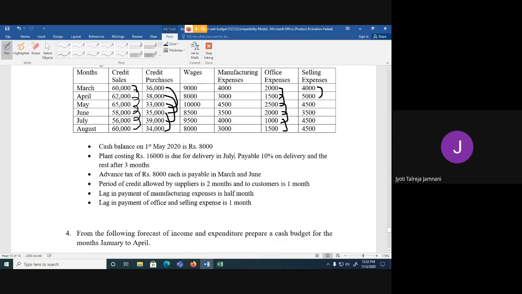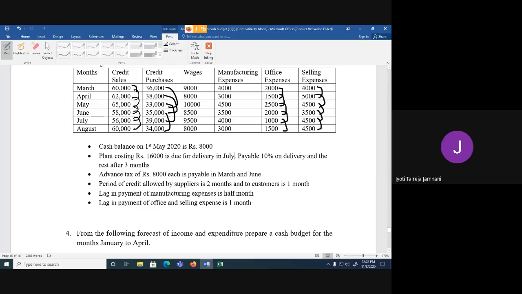Similar way for selling. March will be paid in April. April will be paid in May. May will be paid in June. June will be paid in July. And July in August. So this is how it will actually go. So March 2,000 will be paid in April. We are not preparing the April cash budget, so we are not writing it.